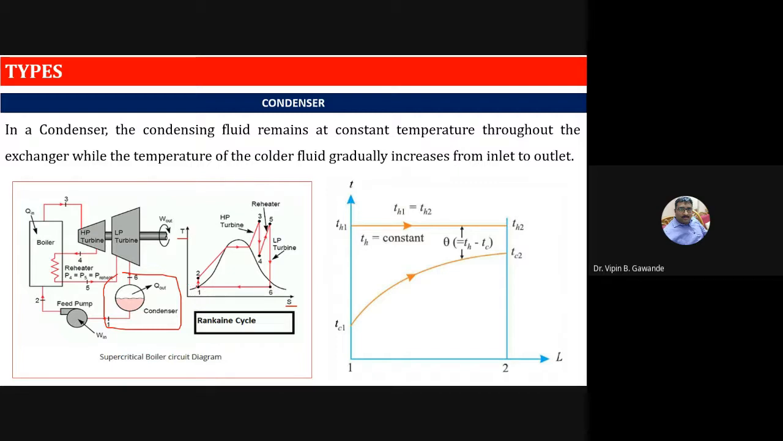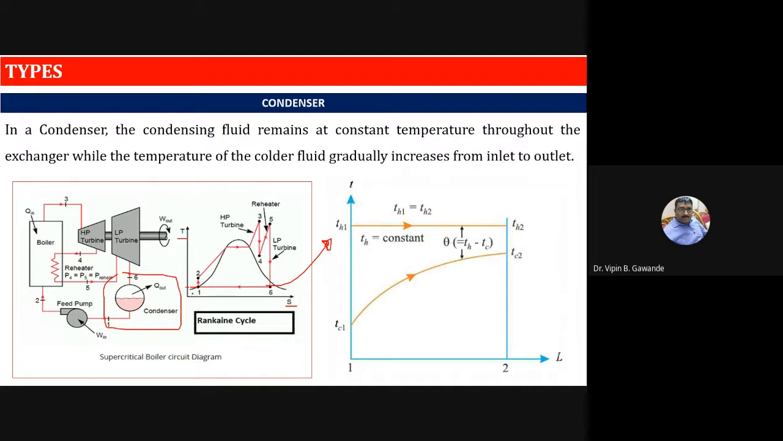This 6 1 is the horizontal line. This horizontal line denotes what? T1 is equal to T6. That means whatever steam is coming from here, T6 is the entry temperature of the steam, and this is the outlet temperature of the steam, T1 and T6. So that phase change process is occurring at the constant temperature. The same thing, in this graph, it is the same phase change process given here. TH1 is equal to TH2.